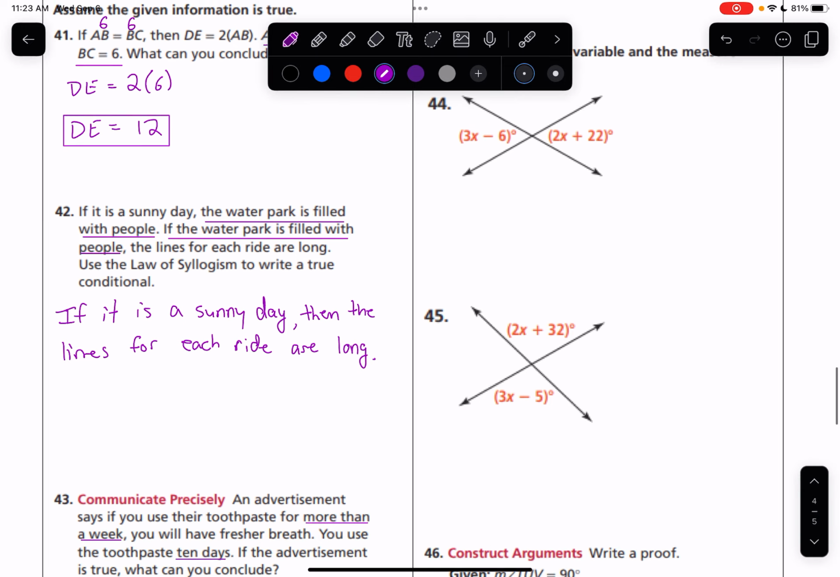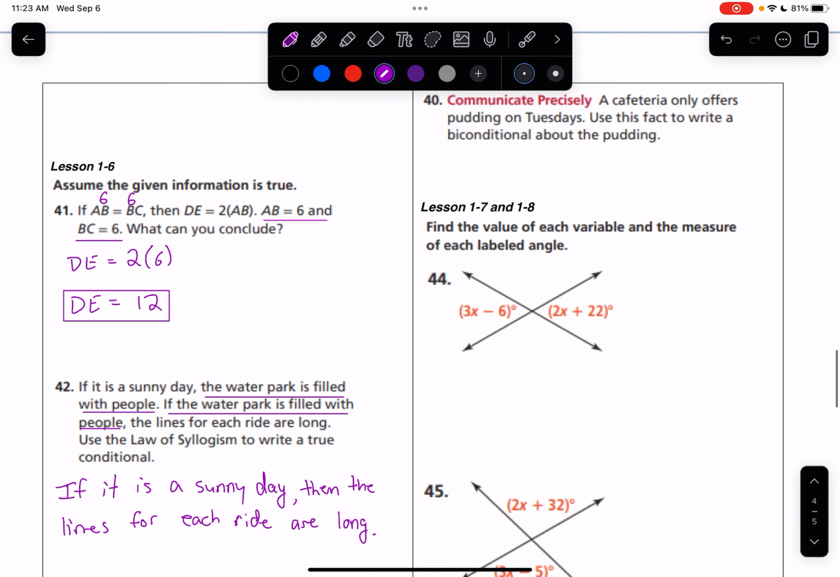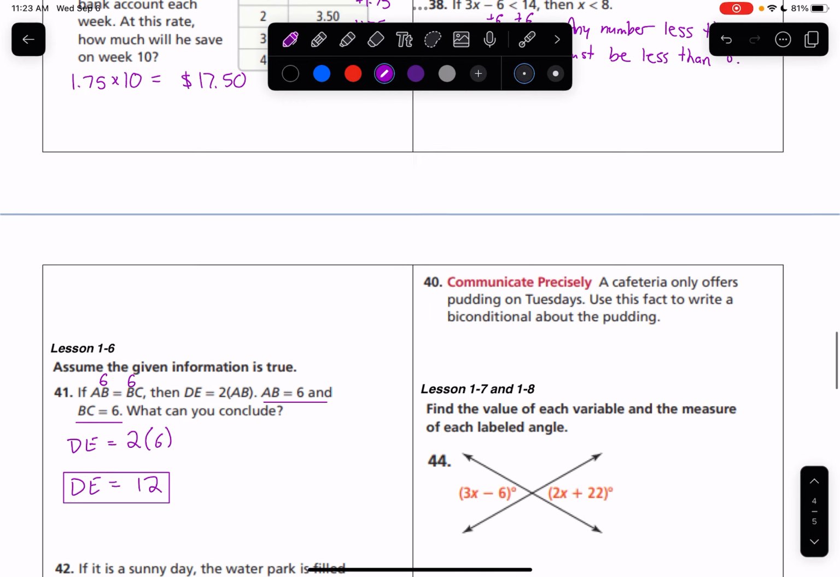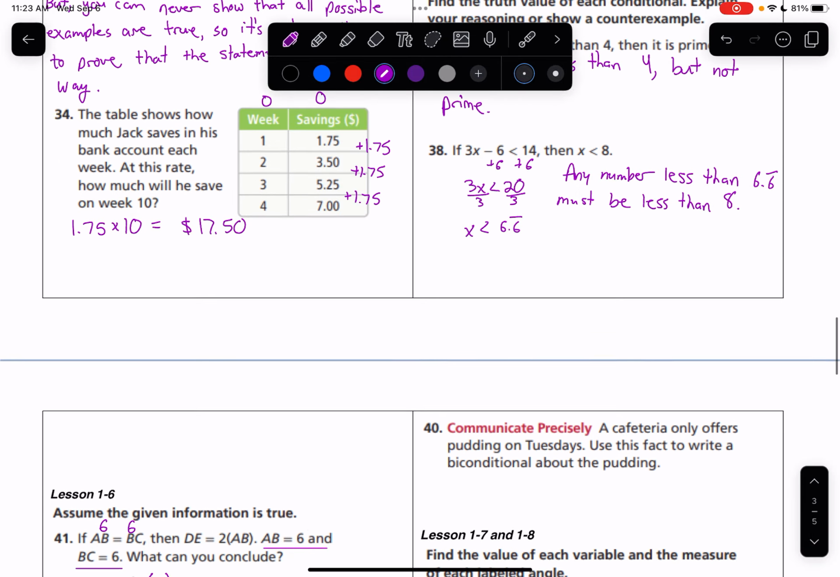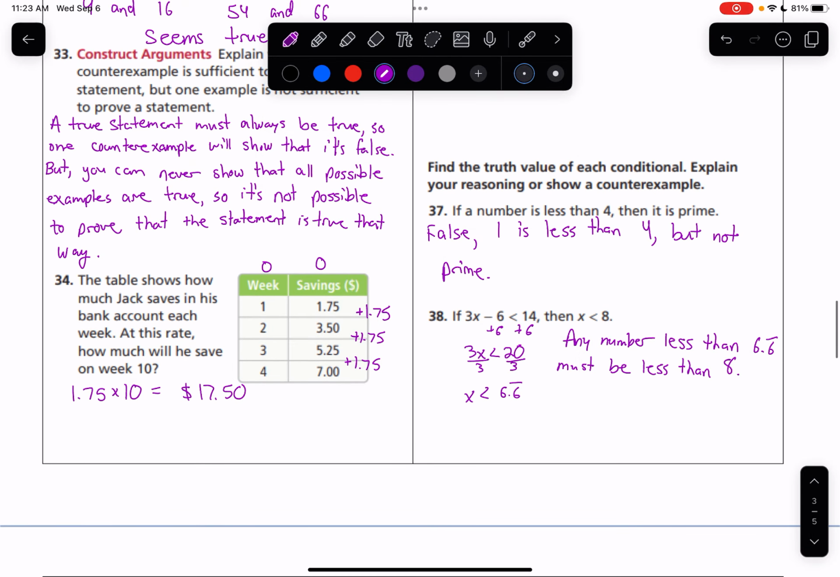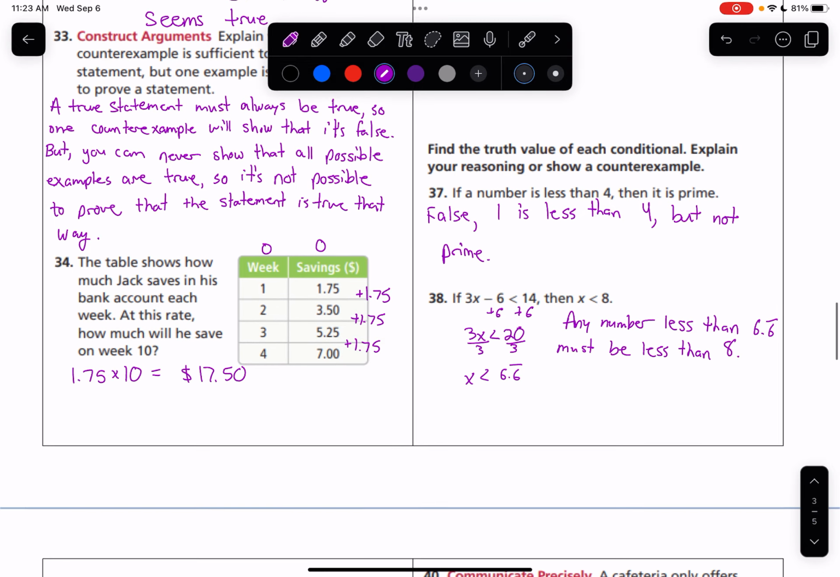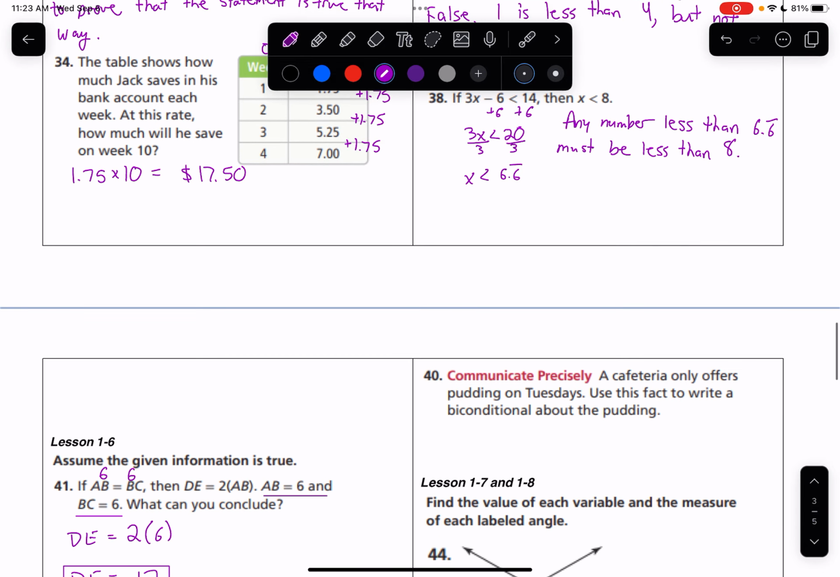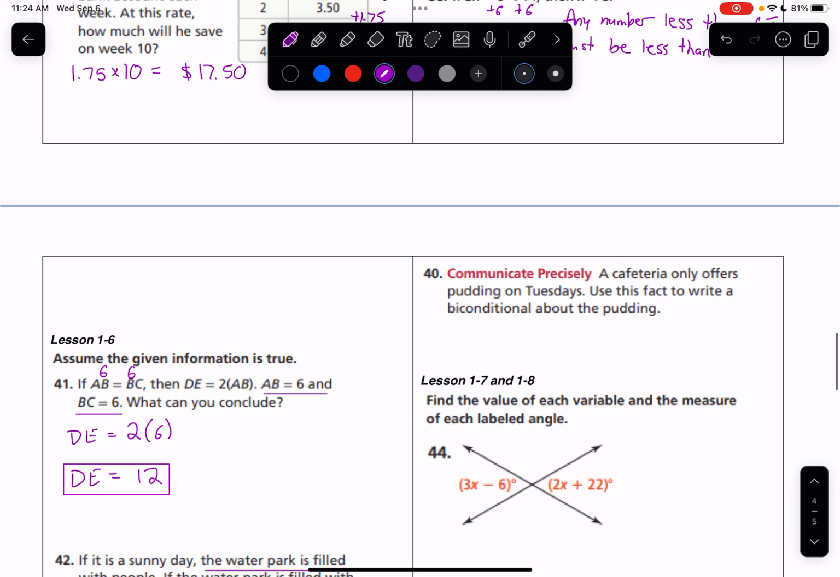Let's look at the 1-7 and 1-8 stuff. Oops, one more here that got cut off. This belongs with the above. Find the truth value of each conditional, explain your reasoning, or show a counterexample. A cafeteria only offers pudding on Tuesdays. Use this fact to write a biconditional about pudding. It does not go with the ones above it.